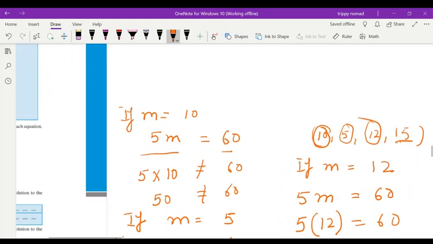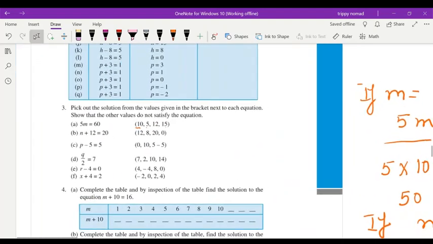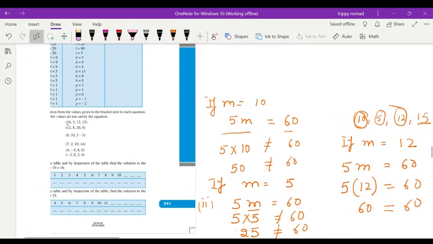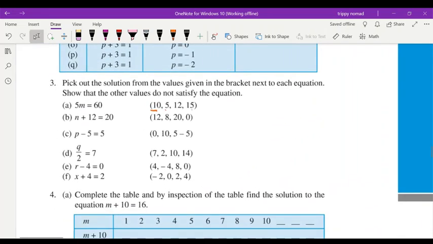Now children, you will see that in question number third, 5m is equal to 60. By putting the value of m as 12, this value will satisfy. Show that other values do not. Pick out the solution from the values given in the bracket next to each equation. Show that other values do not satisfy.